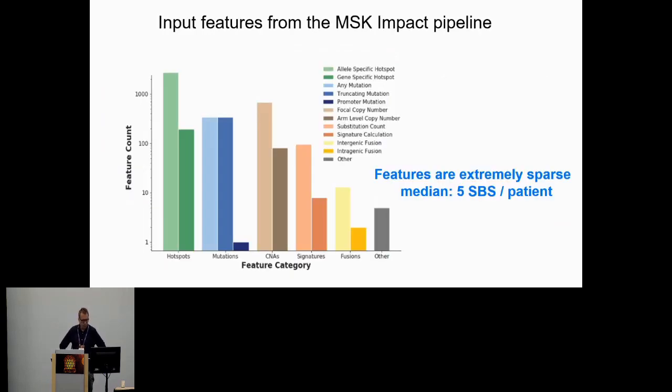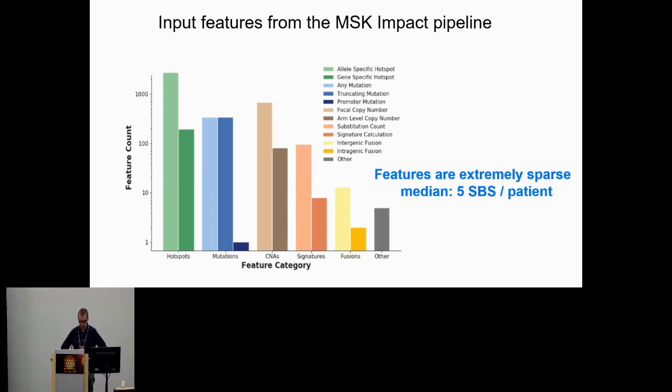Okay, and these are the input features, and you can see the input features are also very highly skewed. That's a log scale on the y-axis. The vast majority of them are hotspot mutations, and so I think Madison thought a lot about how she represented mutations. She represented mutations at various different levels of abstraction. Are they hotspots? Are they mutations that are in the gene, for example? But importantly, there are a variety of other features, including both focal and arm-level copy number variants.